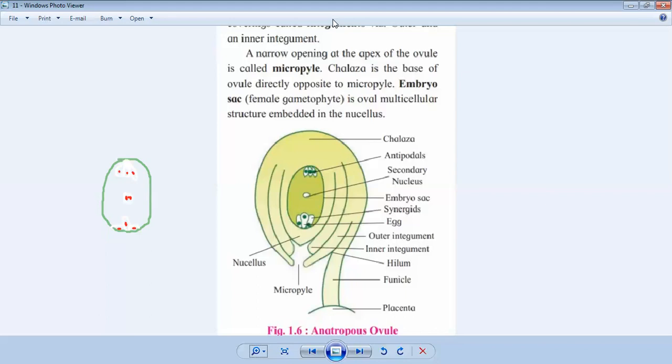So this is all about today's lecture. I think we have to stop here. The remaining portion we'll discuss in the next lecture.